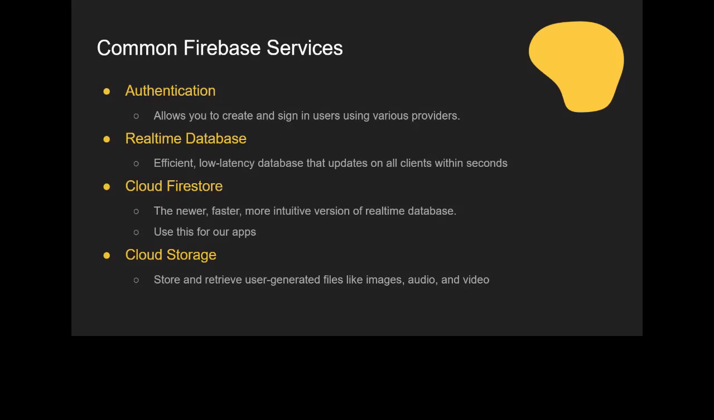Next, we have real-time database. And this is an efficient, low latency database that updates on all clients within seconds. So think about like on Instagram, if you like a picture, the like count would increase almost instantly. Next, you have Cloud Firestore, which is the same thing as the real-time database, but much faster, and it's just better overall. So whenever you're creating an app, this is the one you want to use, unless you have a specific reason to use the real-time database.